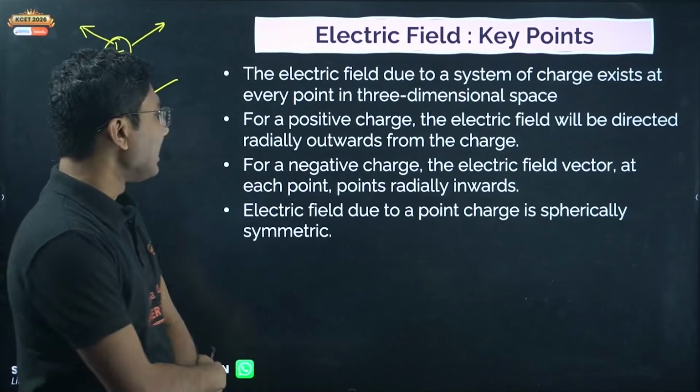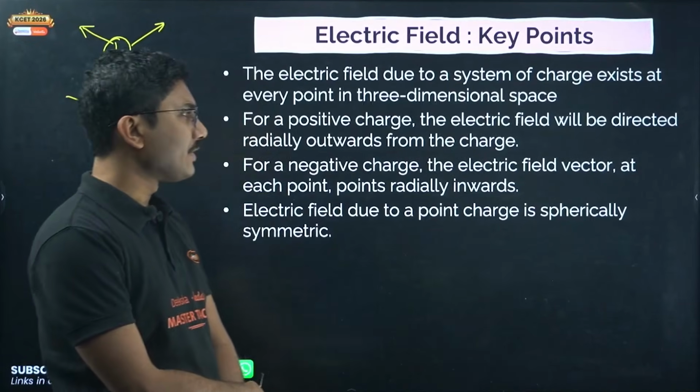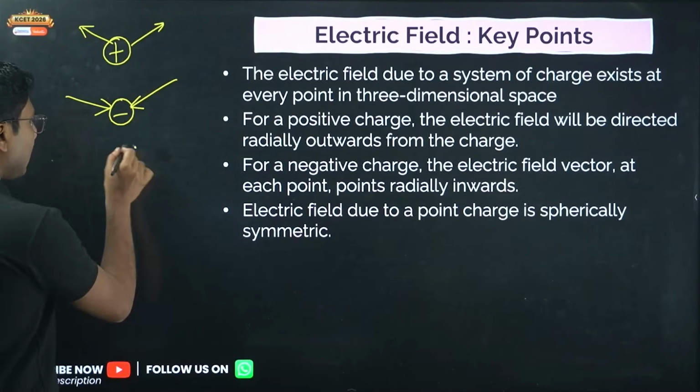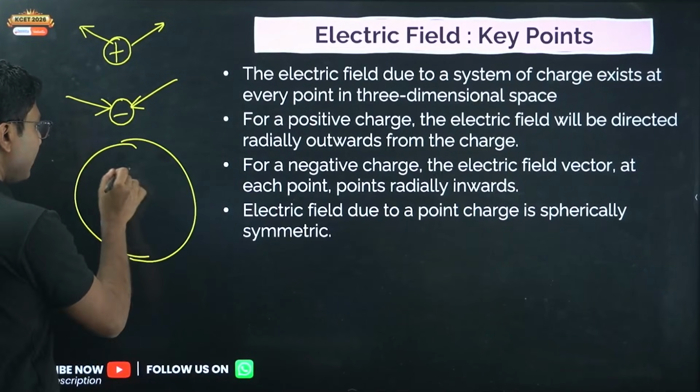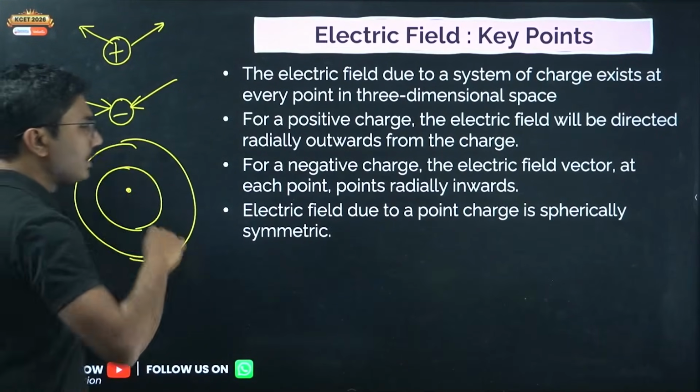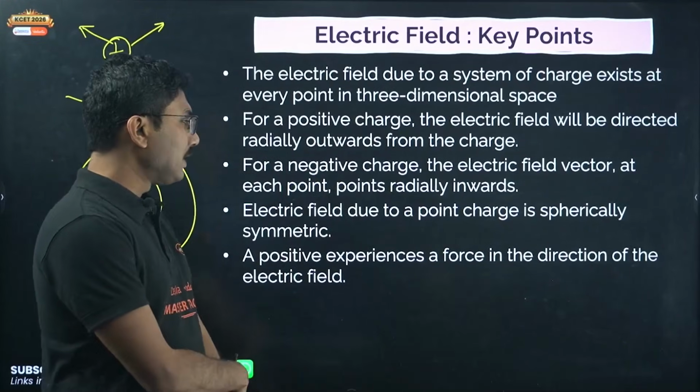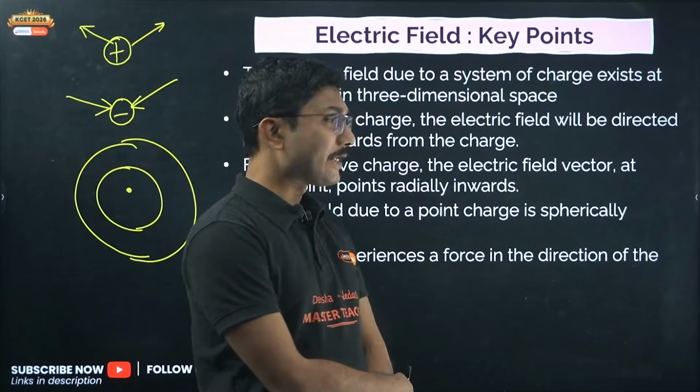Now what else? Electric field due to a point charge is spherically symmetric. Spherically symmetric means if the charge is a point, then if you draw concentric spheres, the electric field will be constant on the surface of this sphere.